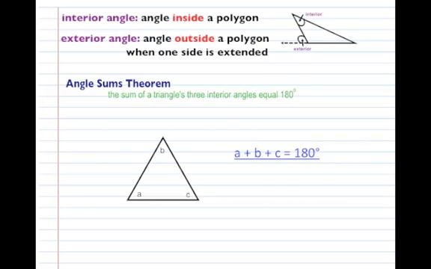Now if we focus on the interior angles of a triangle, the sum of the 3 interior angles of a triangle always equals 180. That's the angle sum theorem. So let's say I have this triangle here, A, B, and C. If I were to add up the measurements of A, B, and C, it's going to indeed equal 180 degrees. Here's a video that helps illustrate how this is possible.